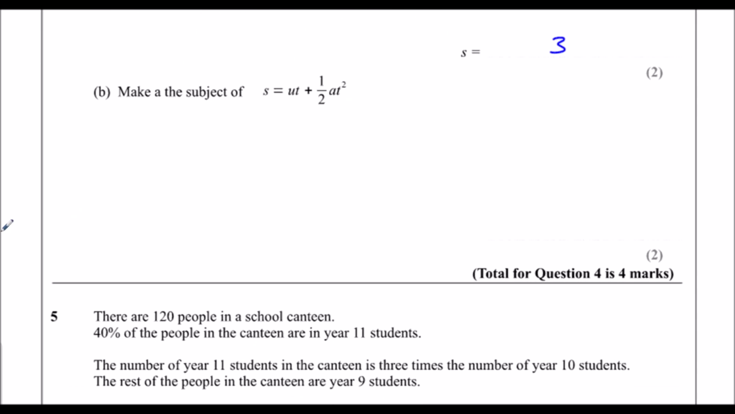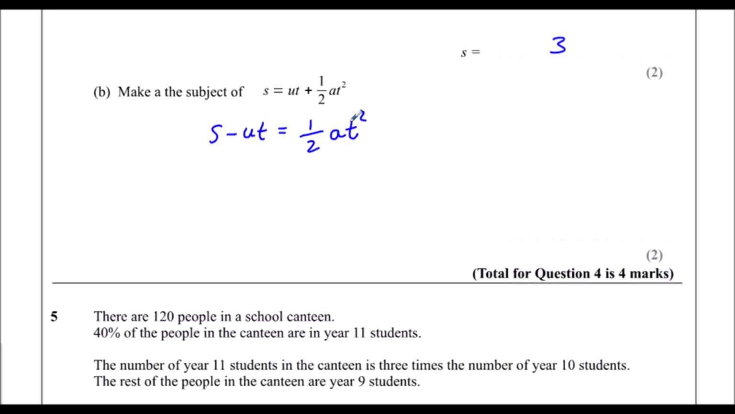Part B, make a the subject of s equals ut plus half at squared. So that means we need to get a by itself. Make it a equals something. So the first thing we can do is get rid of ut. And at the moment, it's added to half at squared. So to get rid of a plus, we do the opposite. So take it away. So we're taking ut away from both sides. So s minus ut is equal to half at squared.